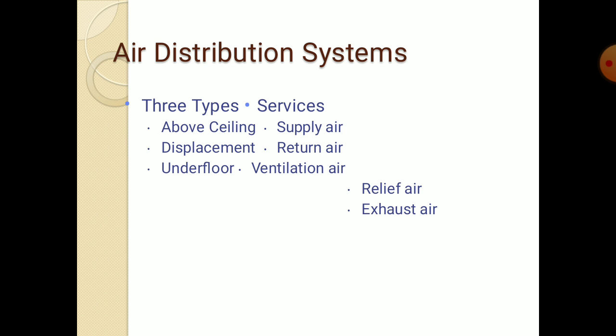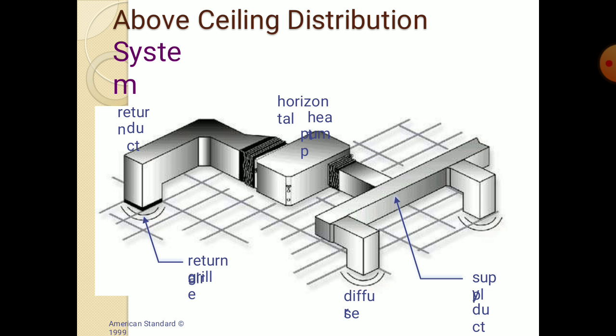Air distribution system. There are three types of air distribution system: above ceiling, displacement, and underfloor ventilation air. So here you will see one by one. This is above ceiling distribution system, in which this is the supply air duct, which will supply air to each and every room, and after that air will be returned through this duct.